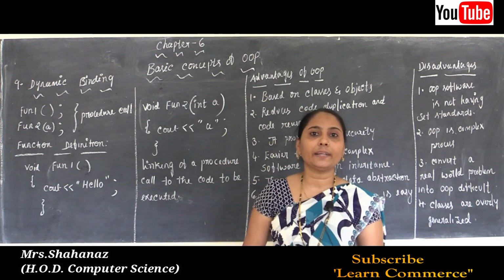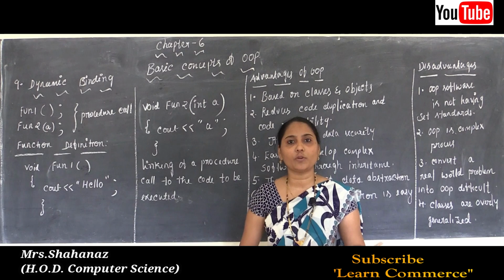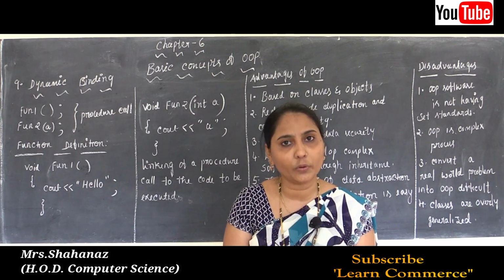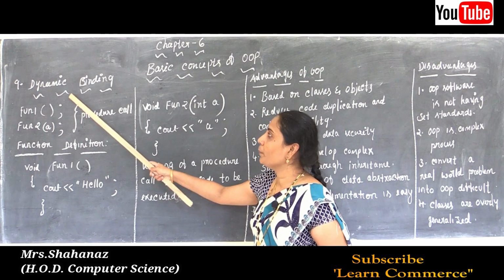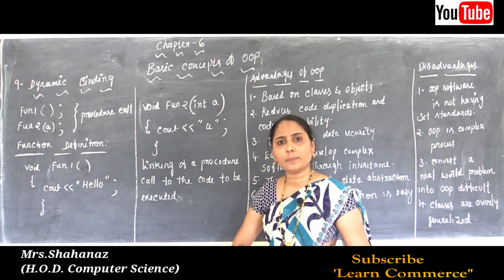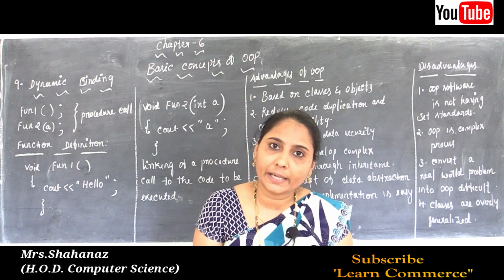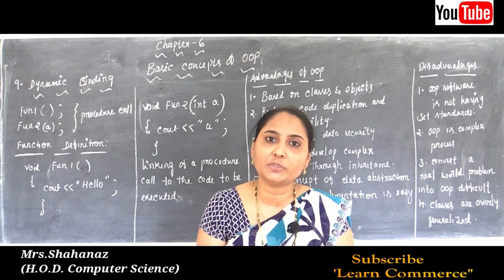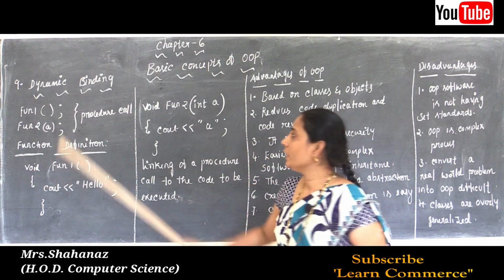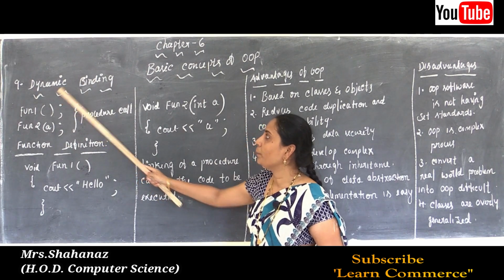The last characteristic, or basic concept, of object oriented programming is dynamic binding. This concept is also used while creating or designing an object oriented program. The concept name is dynamic binding.